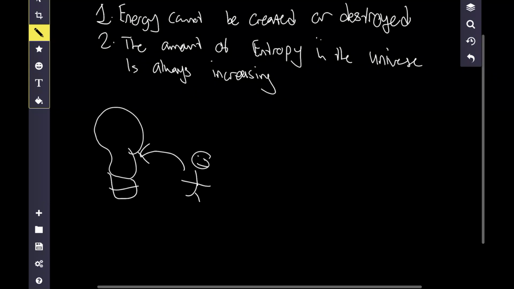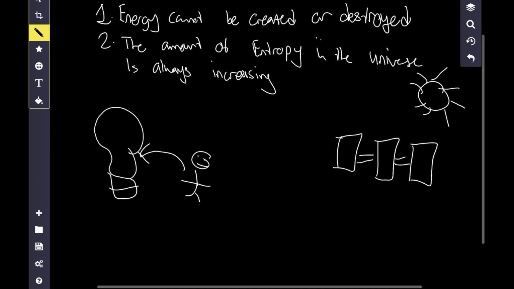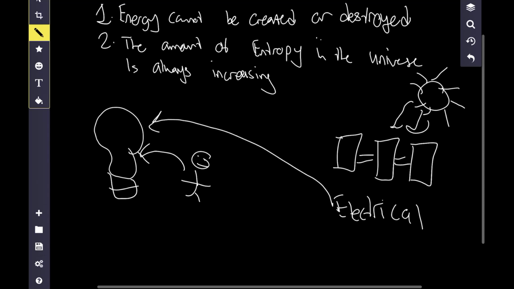So what I mean by that is, let's say we have some solar panels, okay? And the sun's light energy hits it. This light energy will be converted into electrical energy. And electrical energy can be used to power this light bulb. So energy can be converted into different forms, but you just can't randomly create or destroy energy.